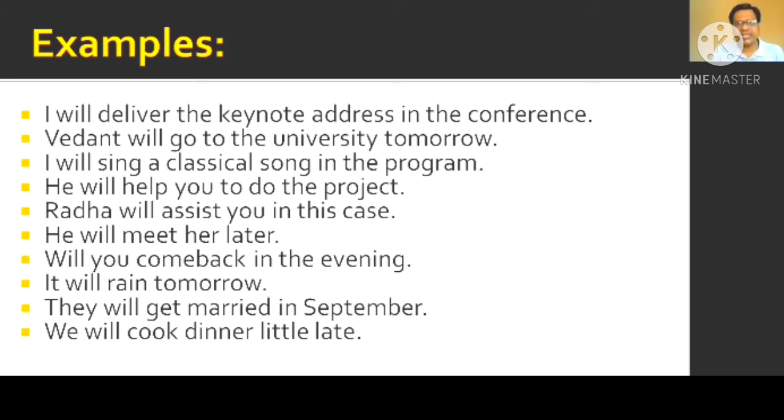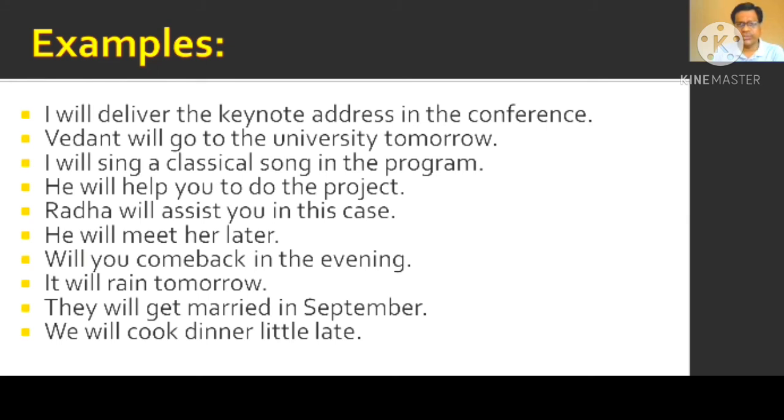I will deliver the keynote address in the conference. I is the subject, will deliver. Will is the future tense maker or indicator. To deliver is the infinitive verb. Deliver is the base form. I will deliver the keynote address in the conference.